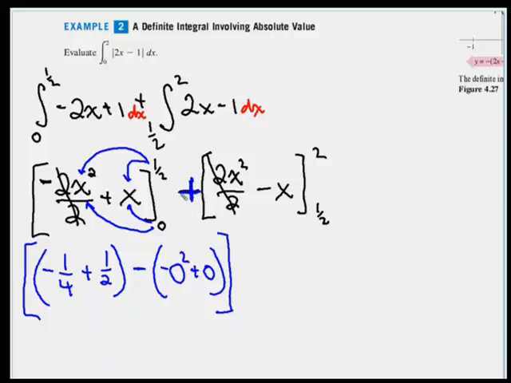And then we've got to add to it the second piece, and I'll switch over to red. So we plug in the upper limit 2, so we will get 2 squared is 4, minus x is 2.